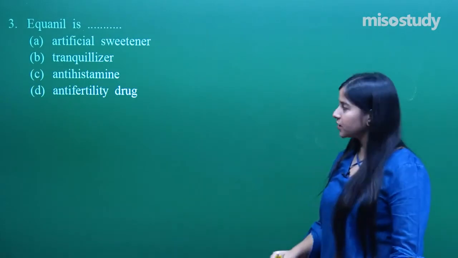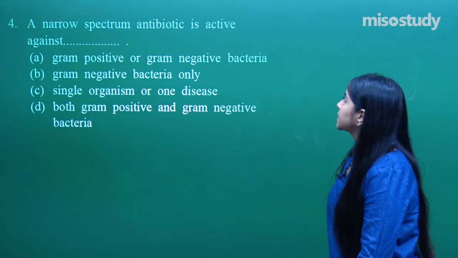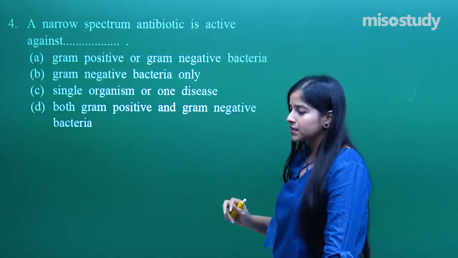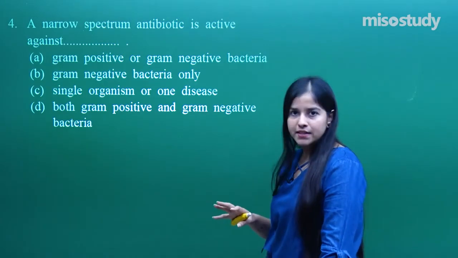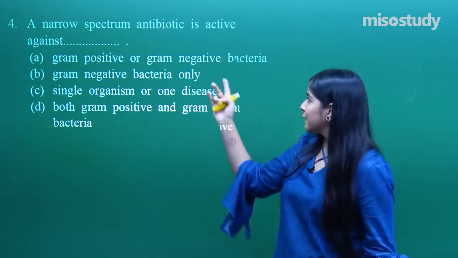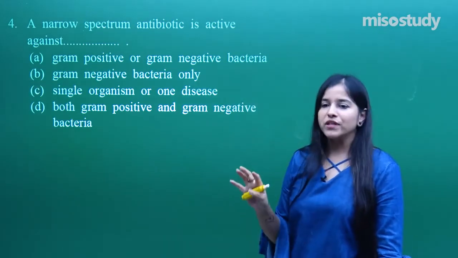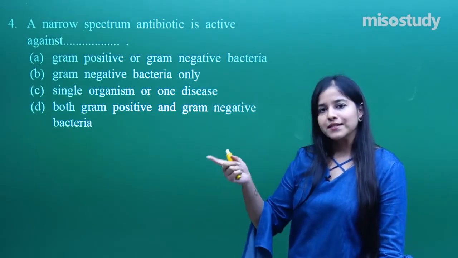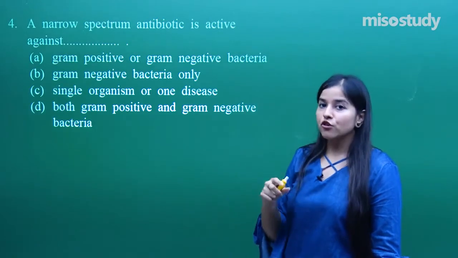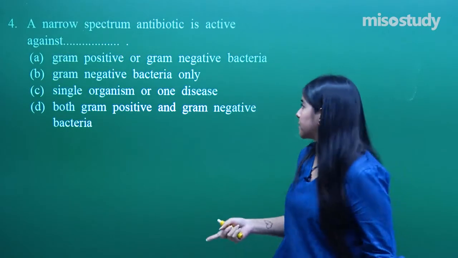Moving on to question number 4, what do we have? Now, a narrow spectrum antibiotic is active against. So first of all, let me tell you one very important thing: the section on antibiotics given in your book in this chapter is specifically very important. Narrow spectrum antibiotics as well as broad spectrum antibiotics. Many questions arise not only subjectively, but they can come as objective also, right? And not only here, but in various entrance exams also. Not talking about the IITs.